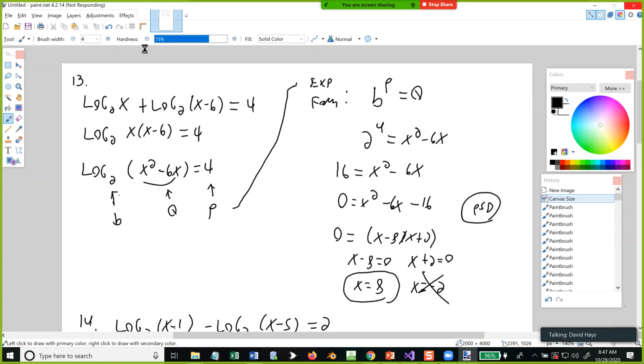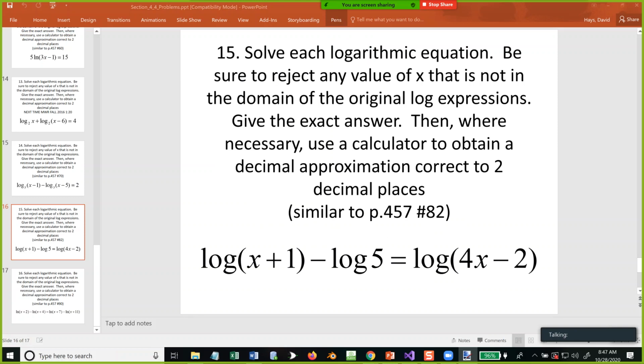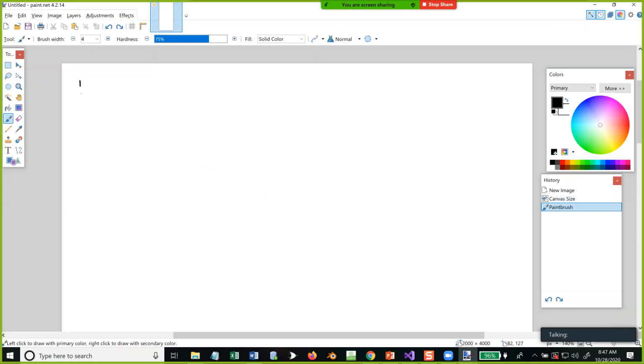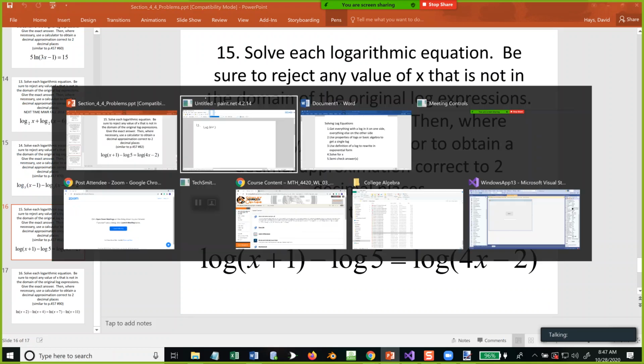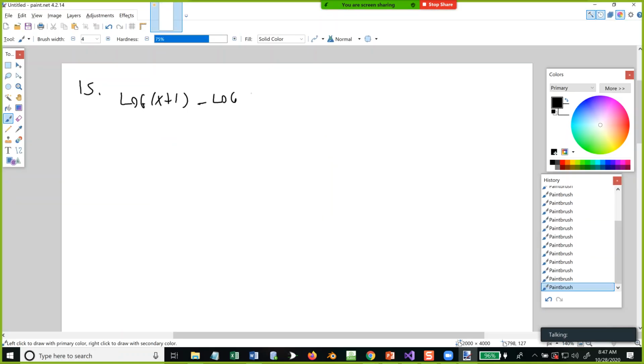Next problem is a shortcut. Now this shortcut involves equations where everything has a log on. So there's no number over here by itself or variable. Everything has a log.